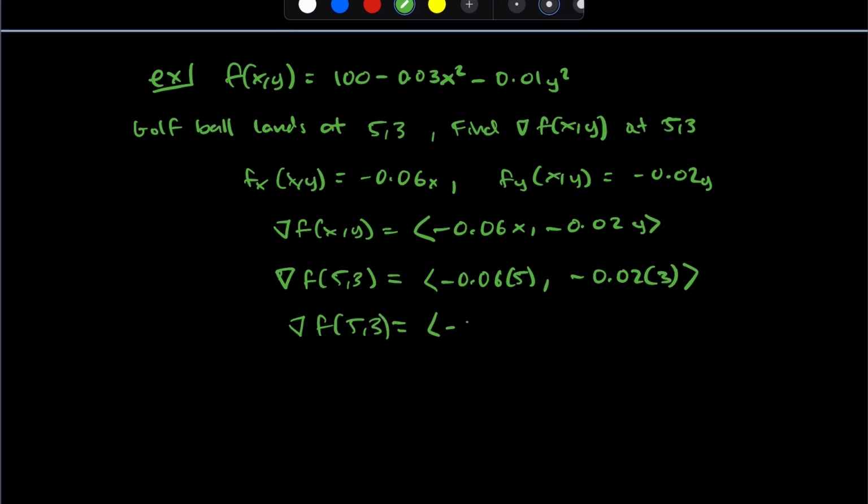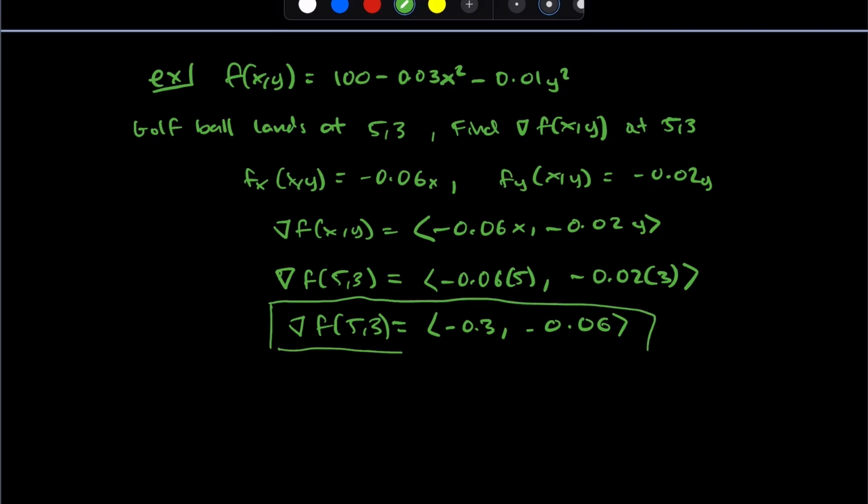So at (5, 3), the gradient vector equals (-0.3, -0.06). That's the gradient vector at (5, 3), and what it represents is the direction of steepest ascent, which is in the direction of (-0.3, -0.06) at the point (5, 3). Cool. So that's our first answer.